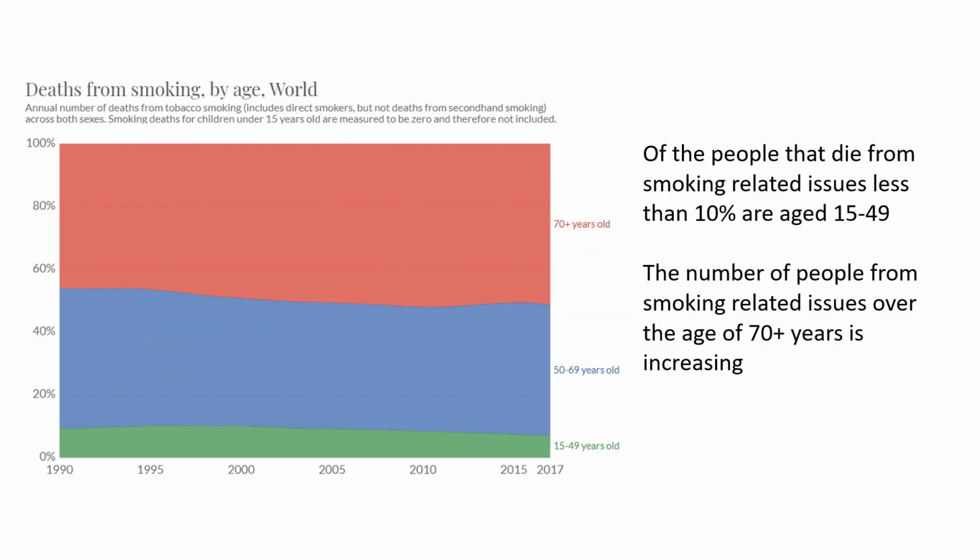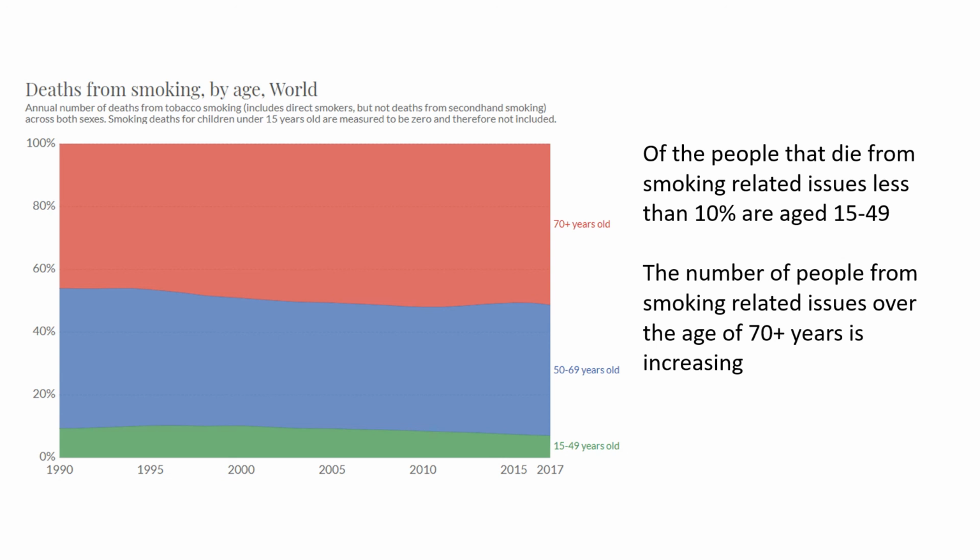So this is a particularly unusual looking graph. What you've got is deaths by smoking, and the thickness of the bar represents how much of the deaths are smoking related to those particular age groups. Notice the data is taken across the world.